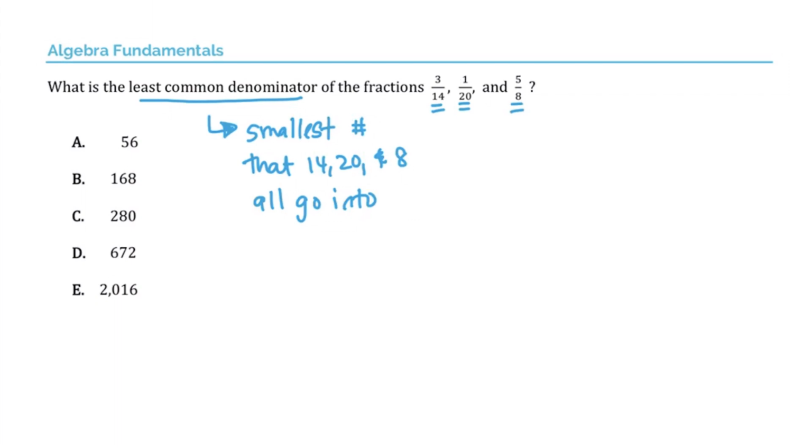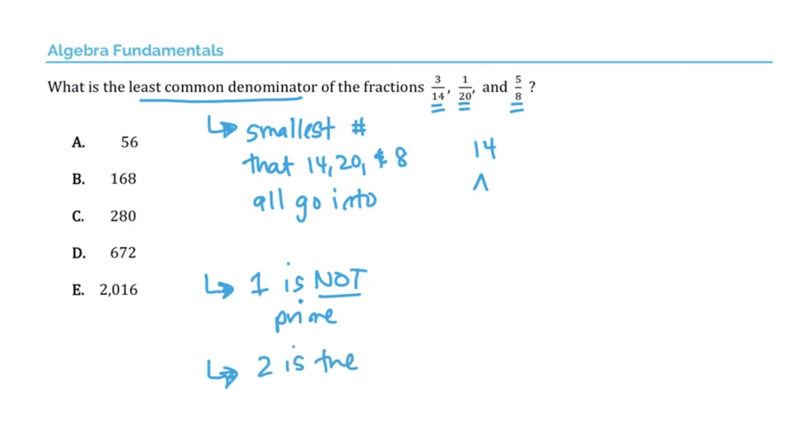So what we're going to do is start with 14, and I'm going to do my prime factorization. First thing I want you to remember, the number 1 is not prime. That's another thing that's really important to take away from this question. The number 1 is not prime. A lot of people make the mistake of thinking that 1 is the smallest prime number. 2 is the smallest prime number. So let me write that down for you. 2 is the smallest prime number.